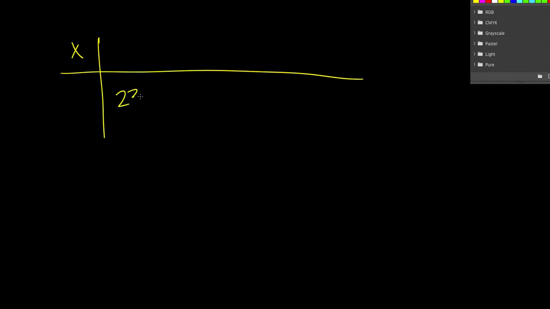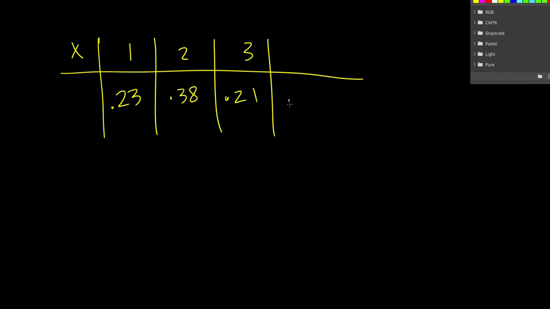It says a magazine store recorded the number of magazines purchased by its customers in 1 week. So let's set this up. So we have X, and it says 23% of them bought 1, 38% bought 2, 21% bought 3, 13% bought 4, and then 5%.